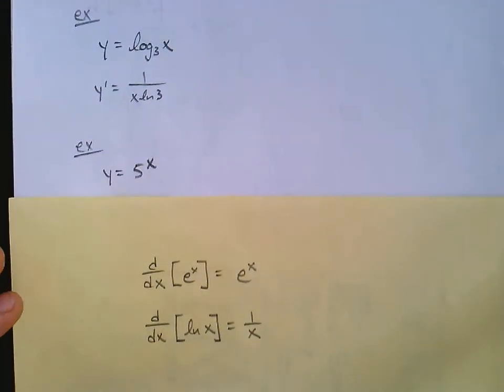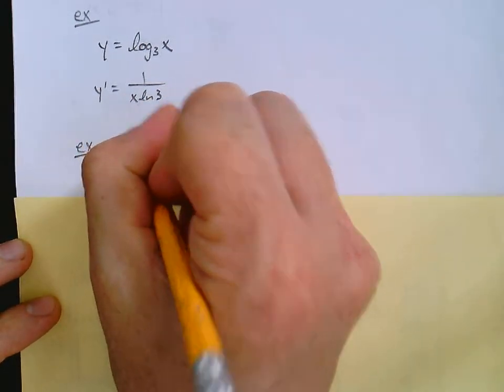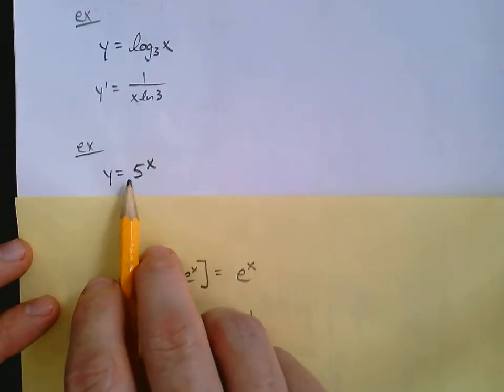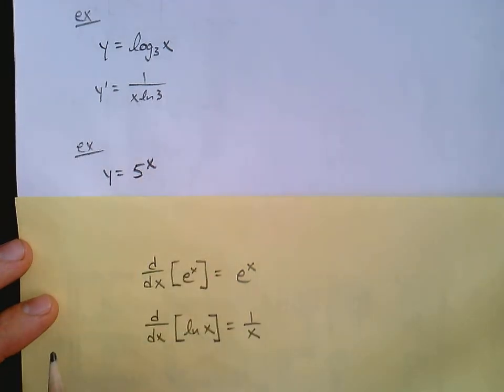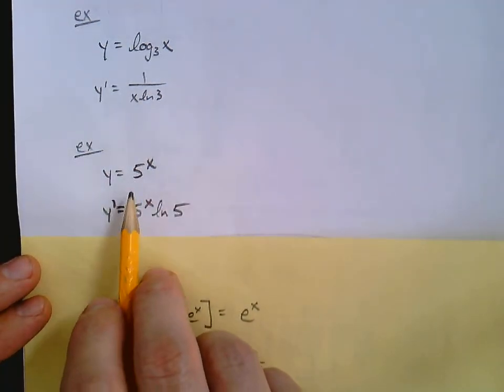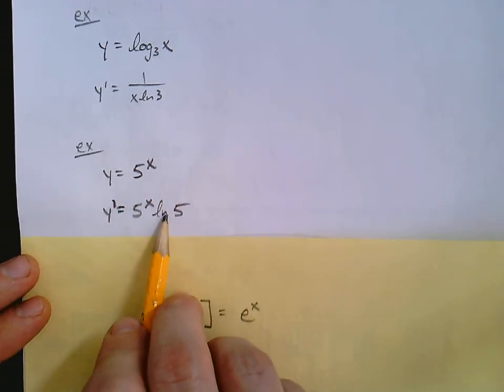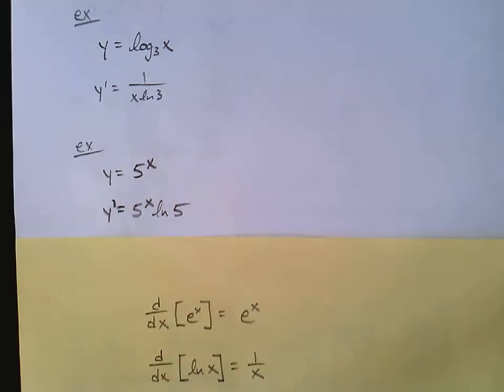Let's see an example of a different type of exponential. This one has base 5. Y equals 5 raised to the x. Well, it's off the screen now, but we're just going to follow that formula. So it repeats, right? Y prime equals 5 to the x, but then we multiply by the natural log of 5. And there's that derivative.